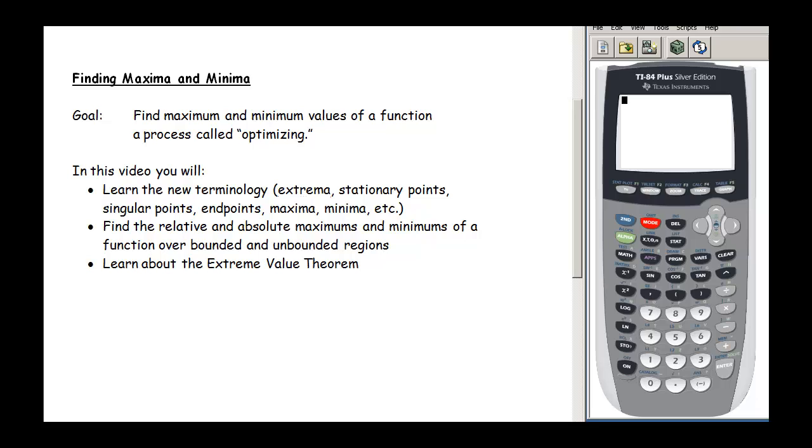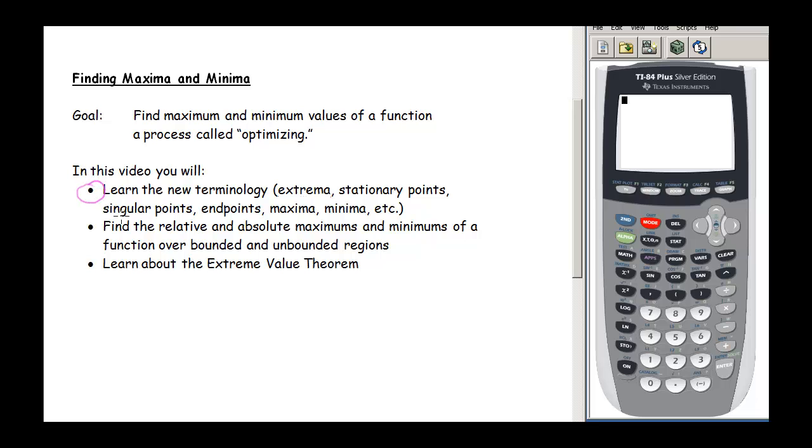In this video, we are going to be looking at how to find the maximum and minimum values of a function. This is a process called optimizing, and later, once we get this skill down, we're going to be looking at some application problems where we use this to, say, maximize the profit or maximize the revenue or minimize the average cost. So this first video mostly is going to be about learning some terminology.